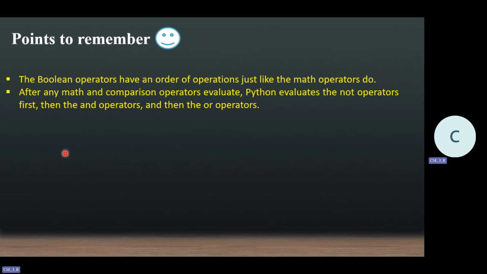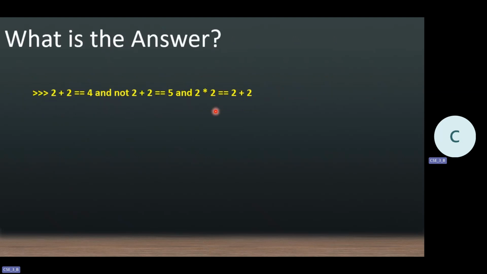So what are the points to be remembered? The Boolean operators have an order of operations just like the math operators, as we already discussed. After any math and comparison operators evaluate, Python evaluates the NOT operator first, then the AND operator, and then the OR operator. Now we can take this example. Please try to find out the result of this particular expression.